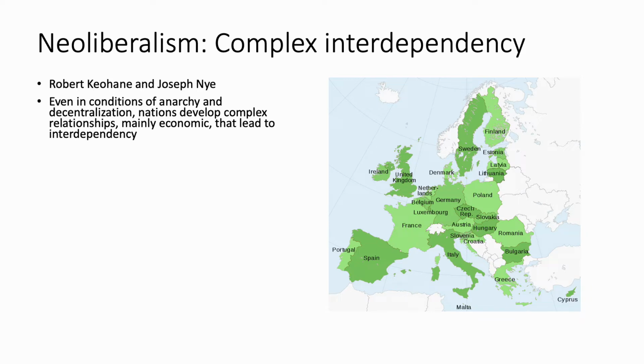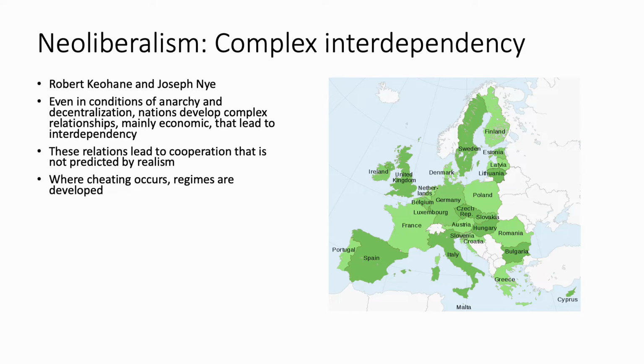Joseph Nye and other people are the leaders in this school of thought, and their view is that, as I was saying when I summarized this a few minutes ago, despite the fact that there's no sovereign, despite the fact that it's technically anarchy, nations develop complex relationships, primarily economic, that lead them to become interdependent on each other. And these relationships lead to cooperation. So they say the realists are wrong because the realists think everybody just wants to compete. All these nations want to compete. And this neoliberal alternative says, no, they cooperate. They don't always compete. They like to cooperate.